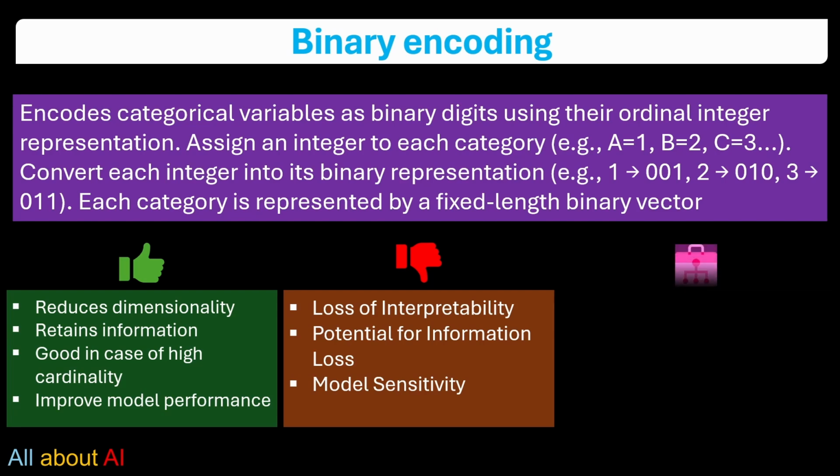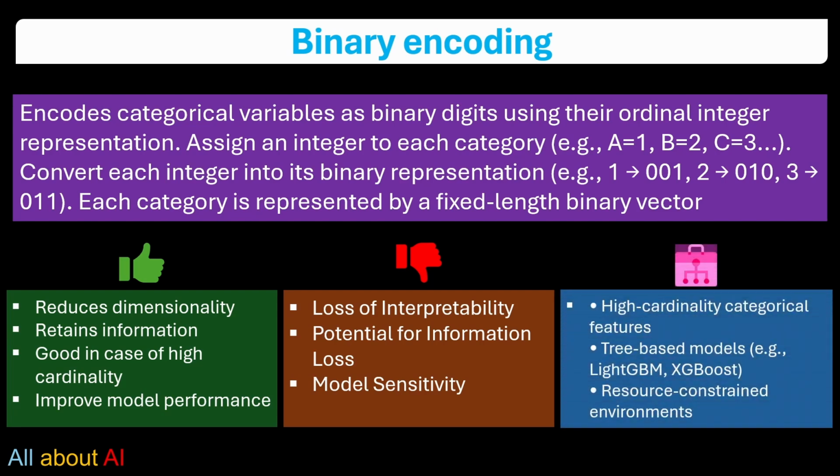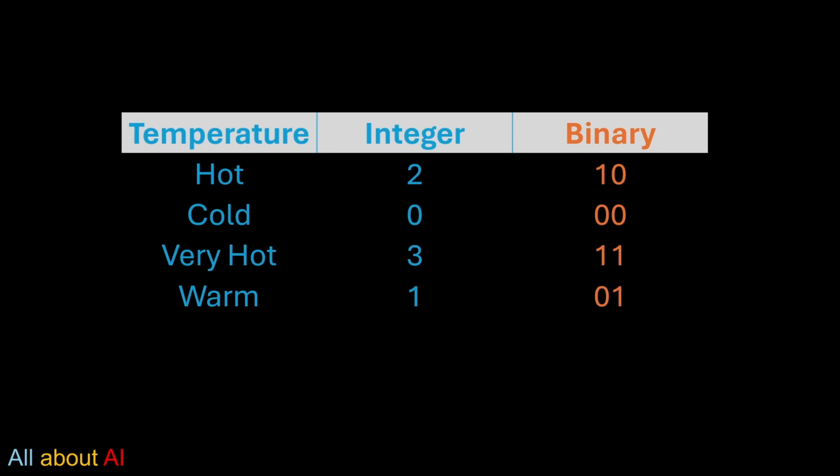What are the use cases? Binary encoding shines when working with high cardinality categorical features. In tree-based models like LightGBM or XGBoost, it's frequently used, and in environments with limited computing resources, this is very useful. So again, as we have seen earlier, this is how the temperature variable can be converted into binary encoding. First we assign an integer for each unique value of that variable, and then we convert this integer into binary with padding if necessary.